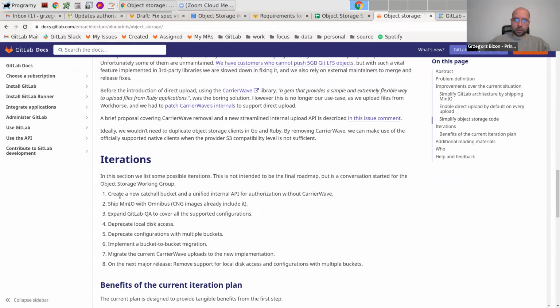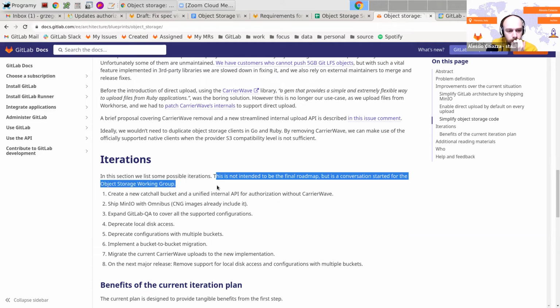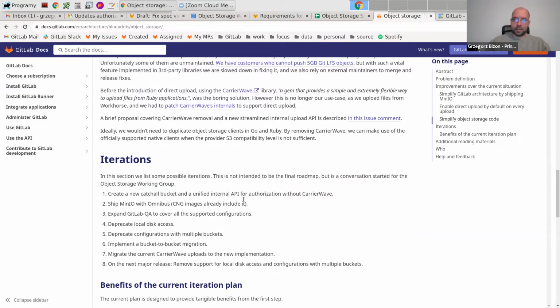Like I do see iterations, but you are saying that this is not really actionable yet. It's the first sentence. It's not intended to be the final roadmap, but it's a conversation started for the object storage working group. Okay, so the first iteration is to basically have a conversation within a working group, and the other iterations are still kind of unknown right now.